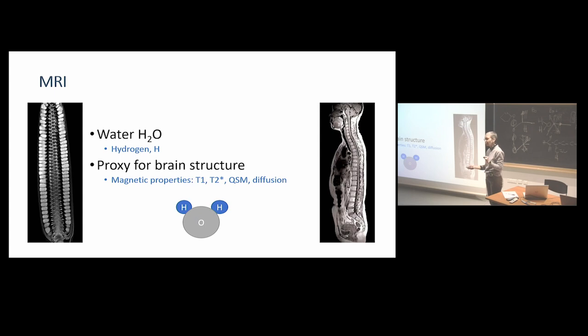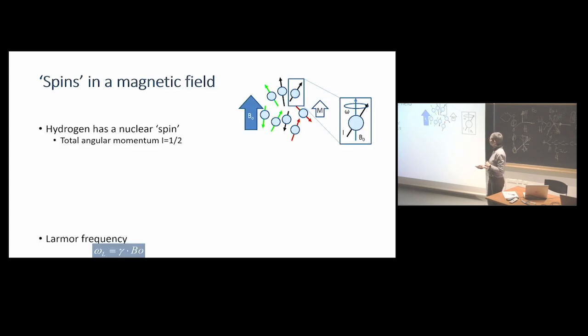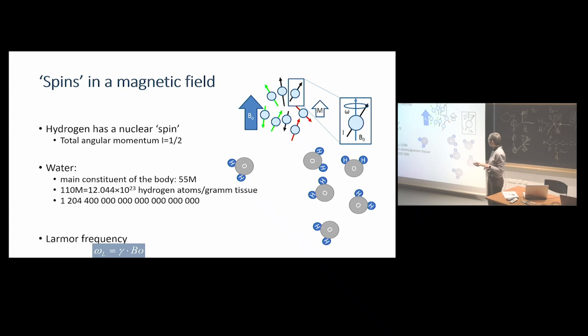Therefore, I would claim that this water and its magnetic properties is a proxy for brain structure, also at the subvoxel level. You already heard yesterday that the beauty of water is that it has hydrogens on it, and the hydrogen has a nuclear spin with a total angular momentum, so it will tend, at least on average, to align with this field. But not every water molecule will do that. Not every hydrogen will align with the field. We actually have a lot of water inside there, and all the hydrogens will resonate at the Larmor frequency, which is a very important thing in MRI to always be aware of.